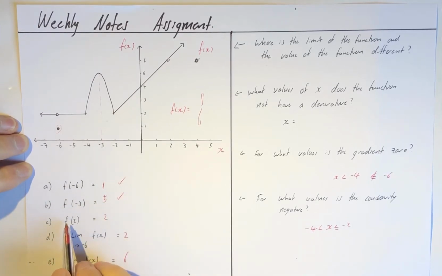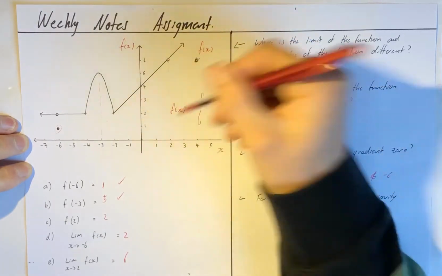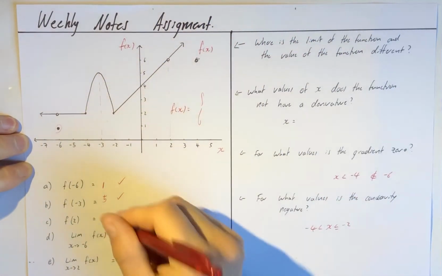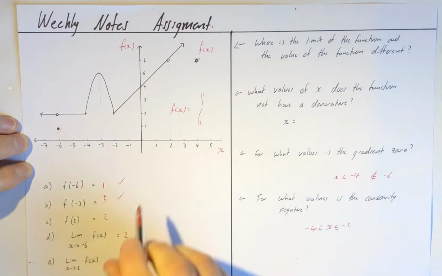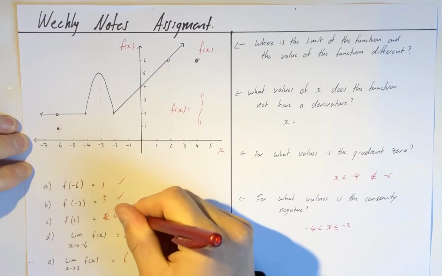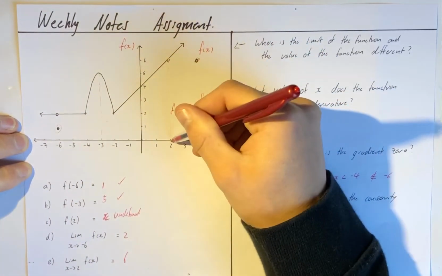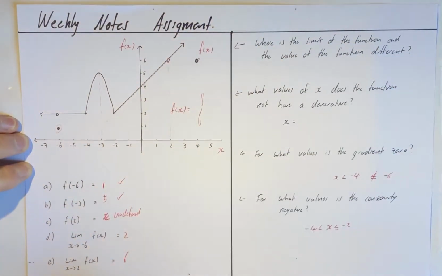And what happens when I put 2 in? Well, f of 2, that is undefined. I think I meant -2 here. So that is undefined. There is no value associated with 2. There's just an empty gap there.